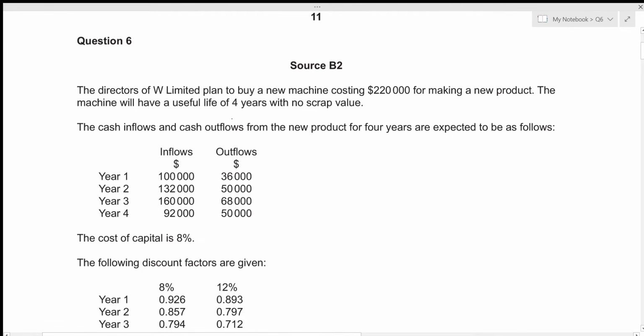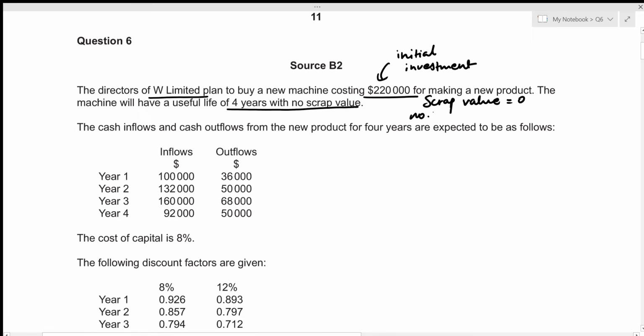The directors of W Limited plan to buy a new machine costing 220,000 for making a new product. So this will be our initial investment. And the machine will have a useful life of 4 years with no scrap value. So meaning that the scrap value is actually 0 and the useful life is 4 years.